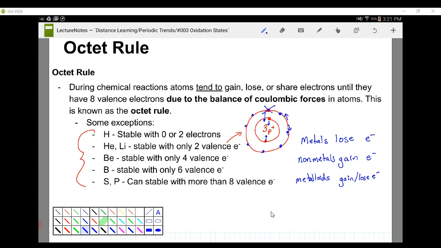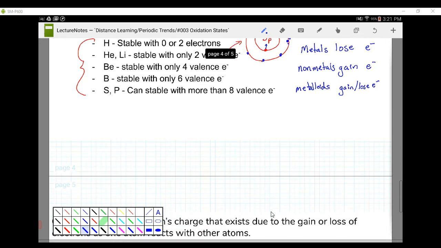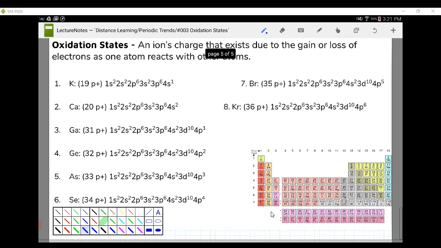So using this octet rule and this idea that metals lose electrons, nonmetals gain them, and metalloids can do either, we get to what are called oxidation states. Oxidation states refer to the charges. It's the technical name for the +1, +2, +3, etc. charge that different metals or nonmetals can form. So we get that by looking at their electron configurations and specifically what's going on with the valence electrons, because they're going to generally react in a way that gets them to 8 valence electrons.